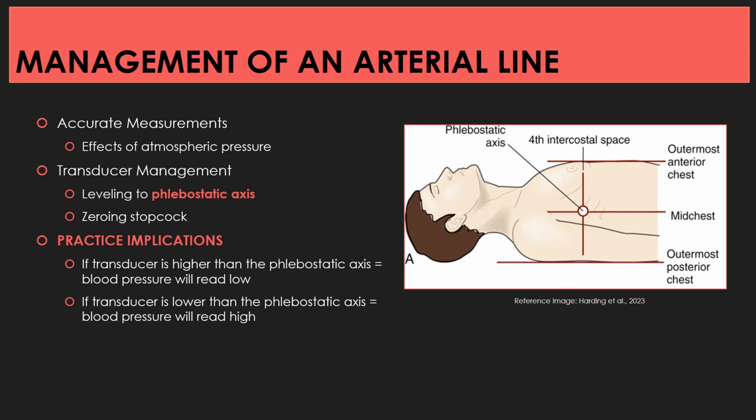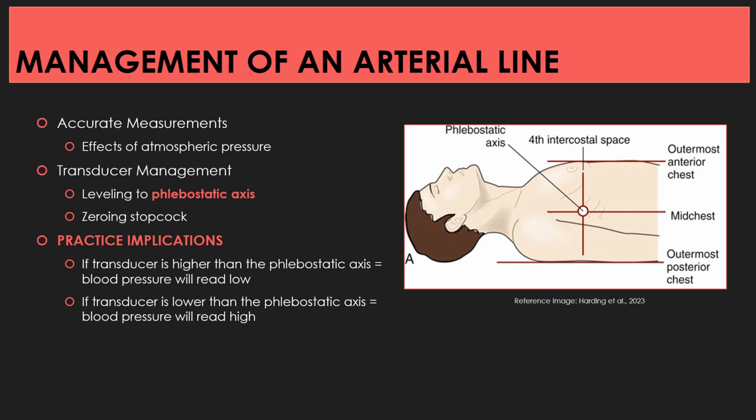Or even if you start to notice abnormalities in your arterial blood pressure readings, that would probably be a good time to re-zero and just make sure that everything is accurate. And then when you are assessing your patient hourly and assessing your arterial line hourly, you should be checking to make sure that the transducer is still level with the phlebostatic axis.